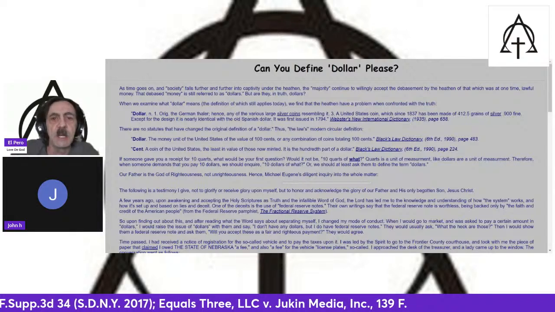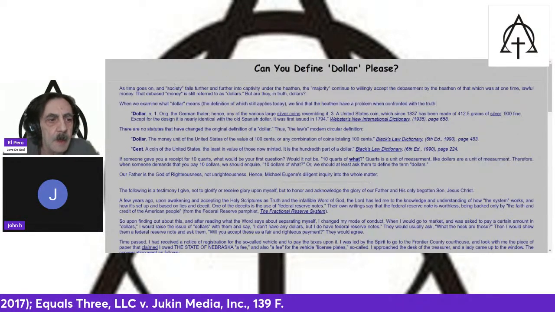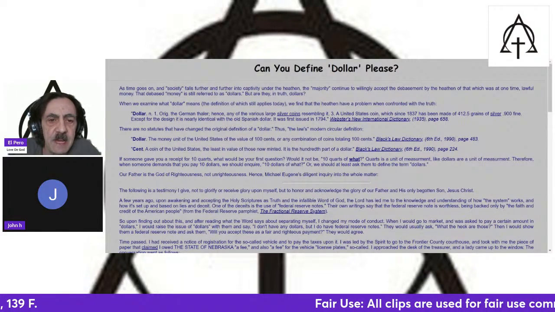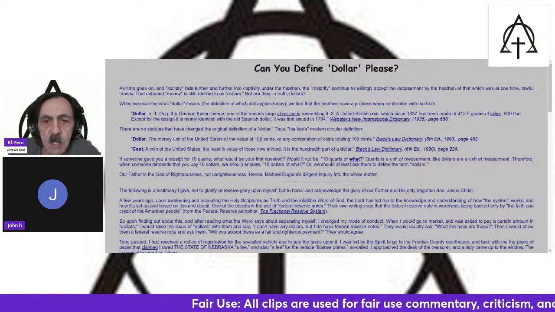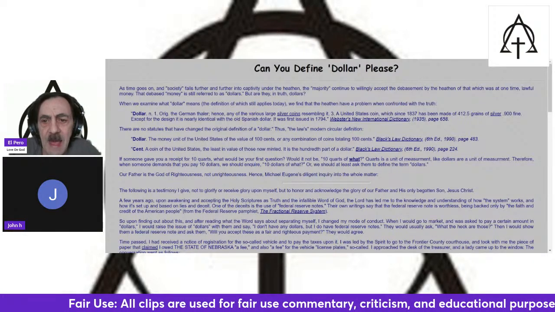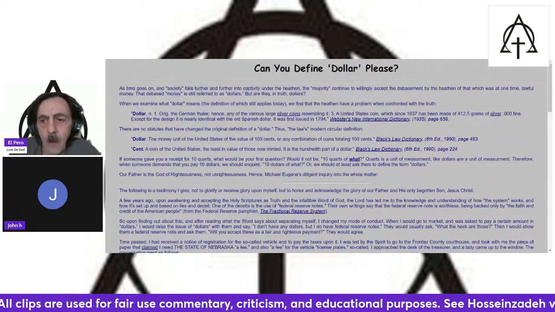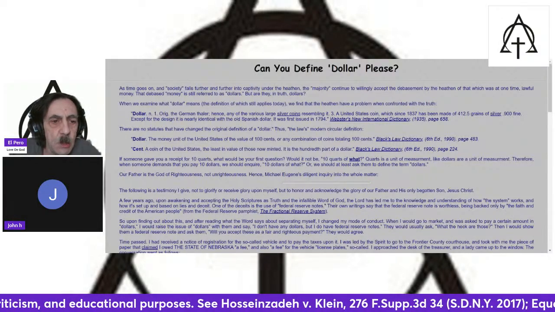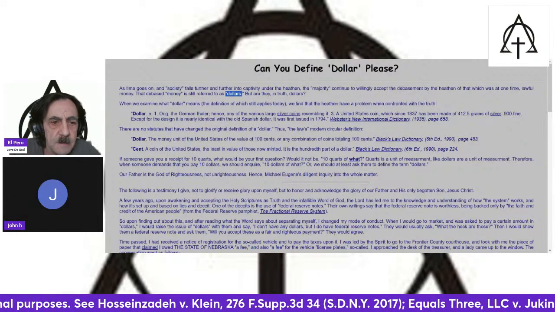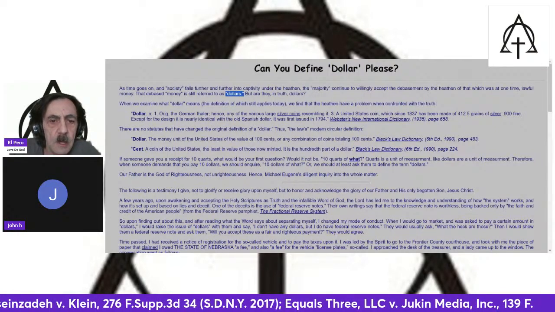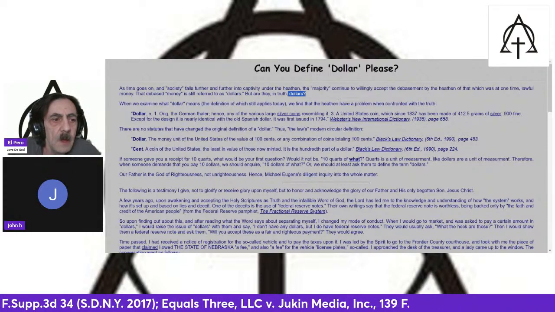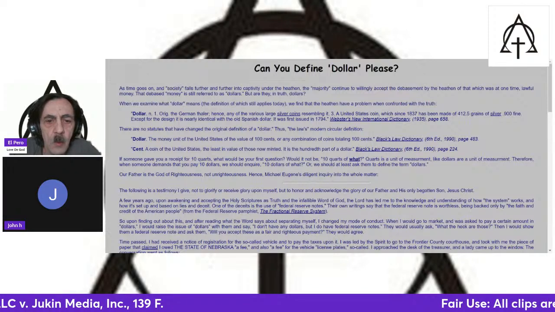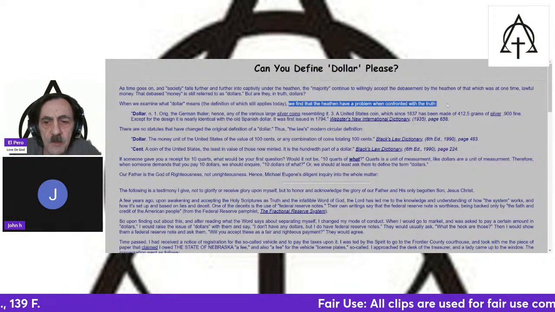So it says here on ecclesia.org, as time goes on and society falls further and further into captivity under the heathen, the majority continue to willingly accept the debasement by the heathen of that which was at one time lawful money. That debased money is still referred to as dollars. But are they in truth dollars? When we examine what dollar means, the definition of what still applies today, we find that the heathen have a problem when confronted with truth.